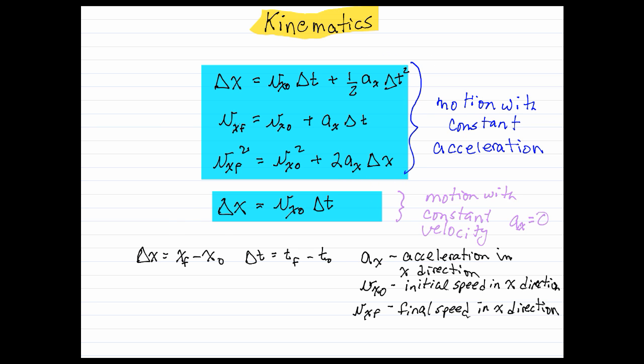Okay, then down here I have just some notation for you who may have forgotten. The displacement, or the change in x, is your final position minus your initial position. Same with the time interval. And here are some definitions of the other variables.